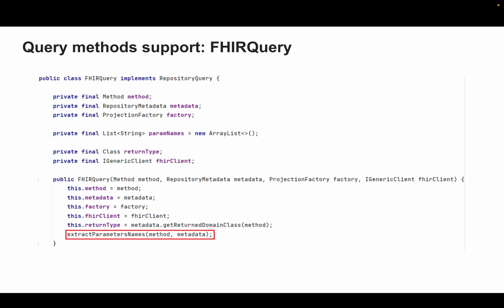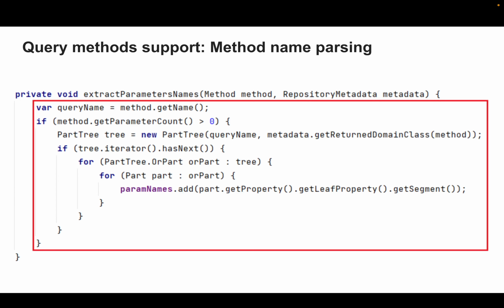So inside FHIR query class, we have information about the method, we have information about our returning type, we have parameter name list from the method, and we also have a link to the FHIR client. The most important thing we are gonna do during the creation of an instance of our FHIR query, we're going to populate the parameter names from the method name. This is how this extracting method looks like.